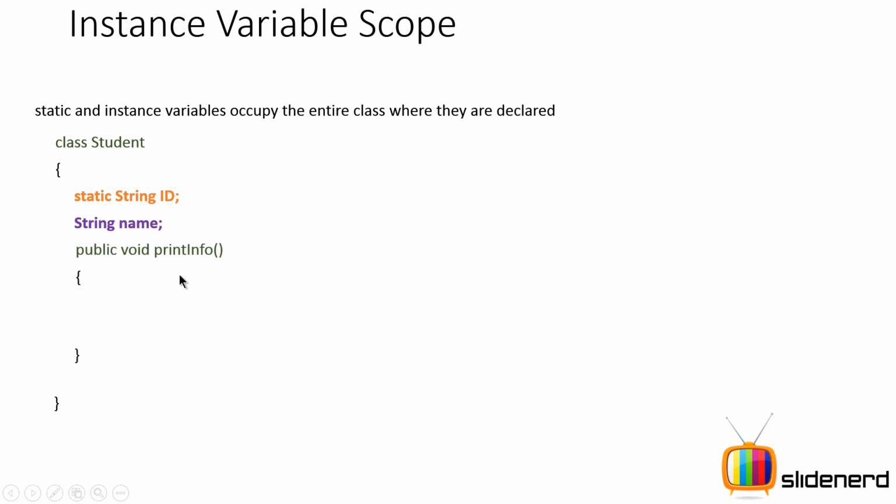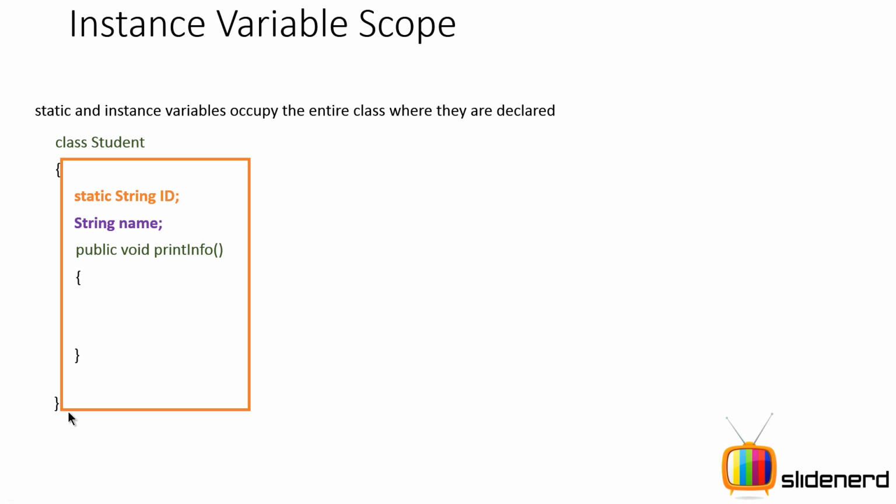So if you have a printInfo method, now remember one thing: these variables, the static ones and the instance variables, have a lifetime throughout the class, which means they can be accessed anywhere inside any method, anywhere inside the whole class. Of course, there are some exceptions to the static ones, but we'll be talking about that in a separate video when we talk about static variables and static methods.